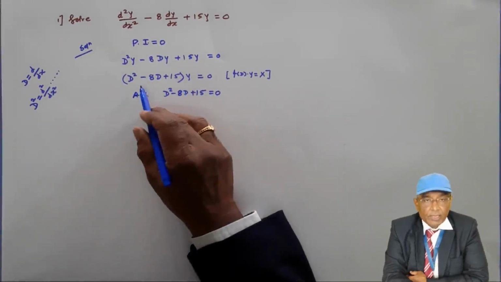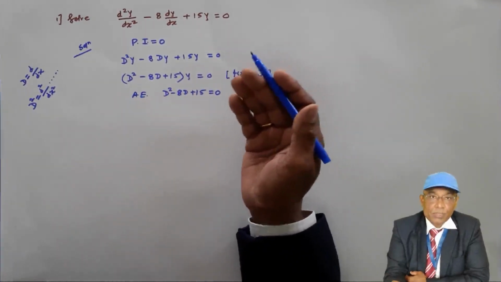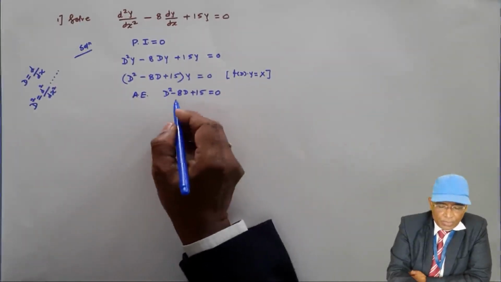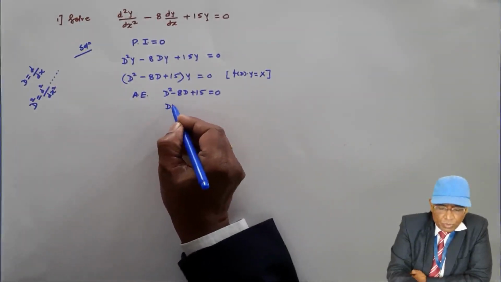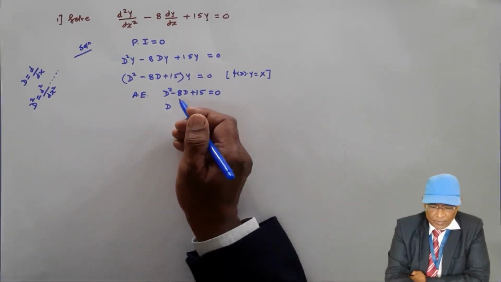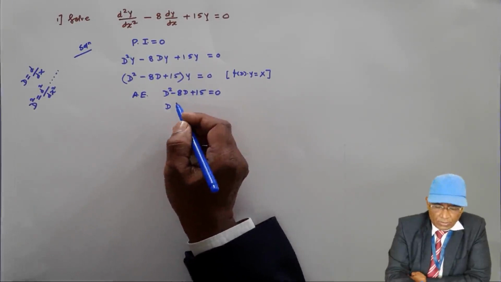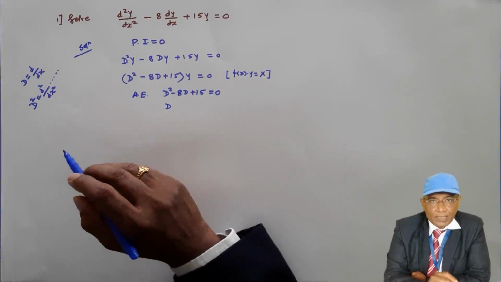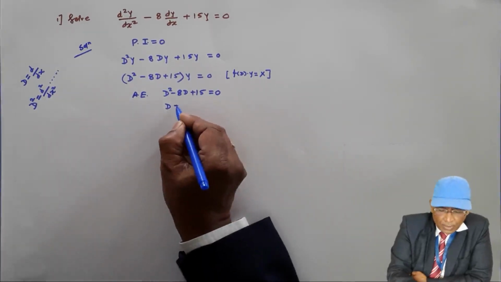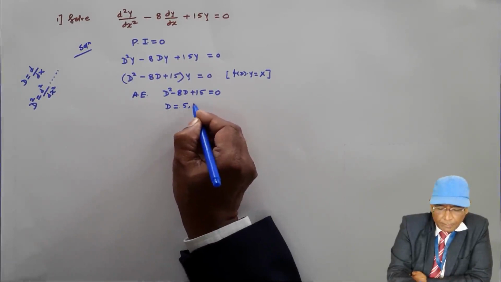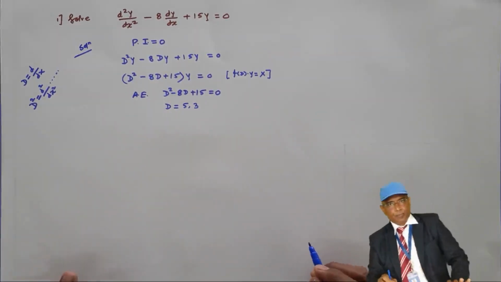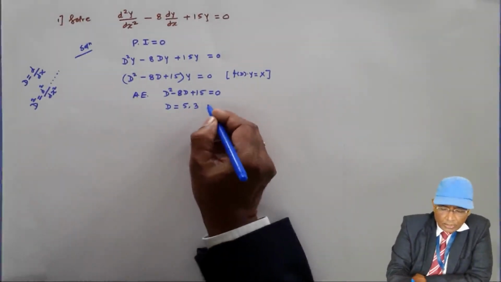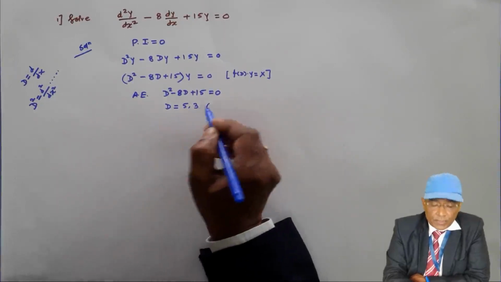This means if you equate the coefficient of D to 0, it gives us the auxiliary equation. And if you find the two values of D, you can use a calculator to get them. I recommend you use a calculator, or you can find the roots by the method you already studied in 8th and 9th standard. So I am writing directly here. Values of D are 5 and 3. These two values are the roots of the auxiliary equation.